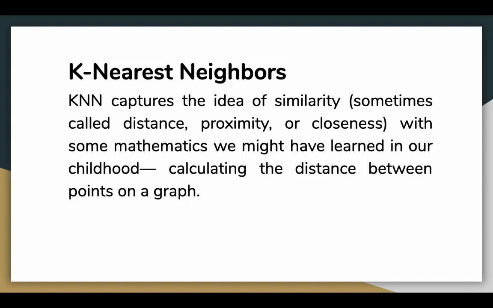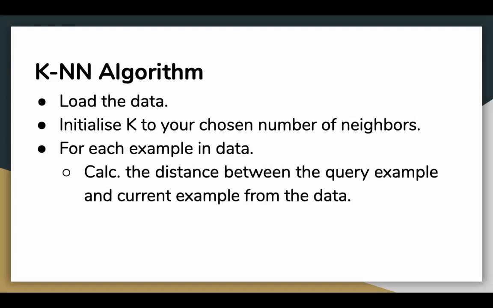KNN captures the idea of similarity, sometimes called distance, proximity, or closeness, with some mathematics we might have learned in our childhood, calculating the distance between points on a graph. There are many ways to calculate distance, and one way might be preferable depending on the problem that we are trying to solve. However, we are going to use something called the Euclidean distance, which is a popular and familiar choice. Let's see how the KNN algorithm works in action.